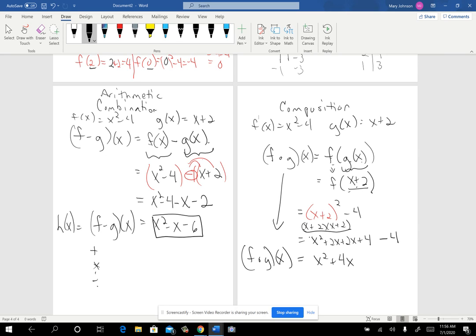All right, so we're going to look more at composition. We're going to look at how g composed with f would be a little different and talk about how to make sense of it and all of that. I'm going to do that in another video.